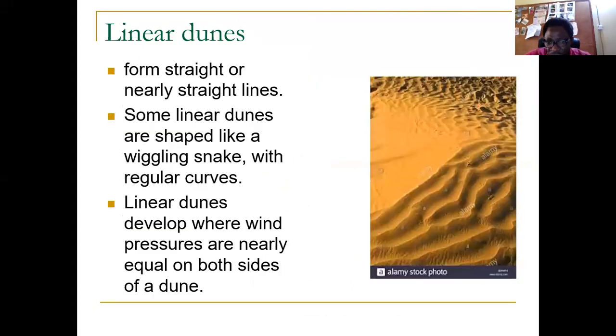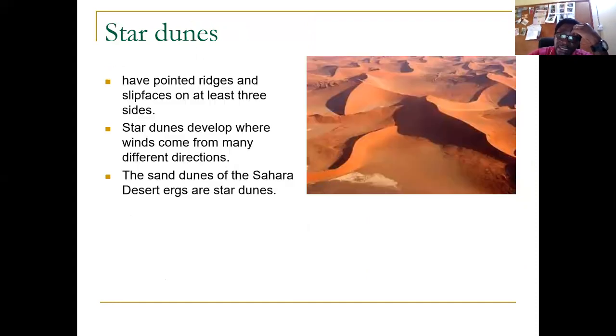You have linear dunes, which are straight or nearly straight lines. They are sometimes shaped like snakes, wiggling like snakes, as you can see. They develop where wind pressure is normally equal on both sides. So in this case, you don't really have a windward side or a leeward side. You have wind flowing from various directions, and this causes these interesting geological features that look like straight lines or wiggling snakes.